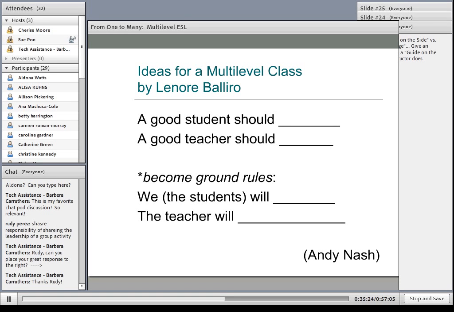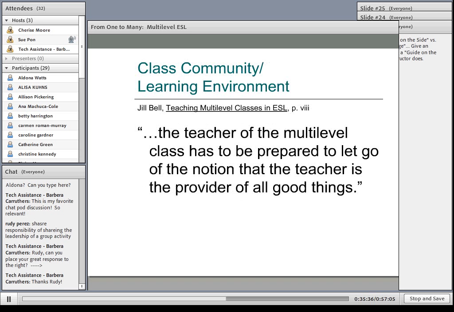So we've been talking about students taking responsibility for their own learning. But what does that mean for you, the teacher? And how might your role be different? Again from Jill Bell, she says, the teacher of the multi-level class has to be prepared to let go of the notion that the teacher is the provider of all good things. You have a multi-level class. You don't have to own it all. Students can help themselves, and students can help each other, as you shared in the last chat pod.